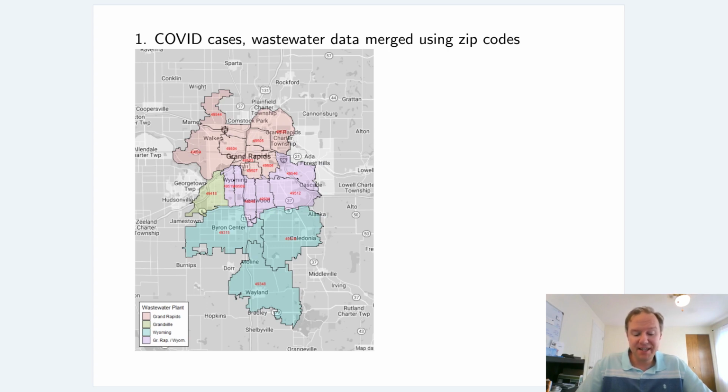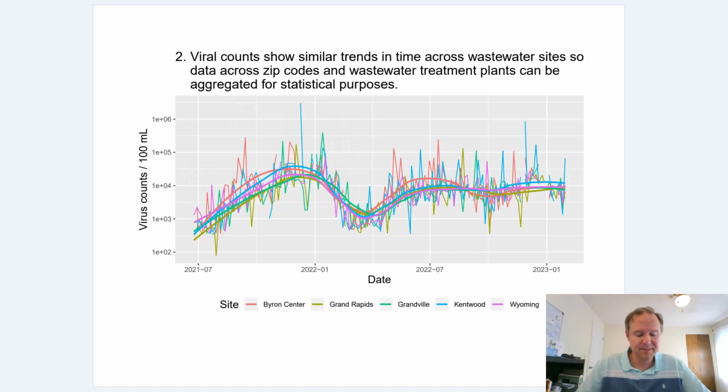We collected the daily COVID-19 cases by zip code reported by the Kent County Health Department. We ran each wastewater sample through our ddPCR to measure the number of SARS-CoV-2 copies per 100 milliliters. An initial question was whether we could reasonably combine the samples from different wastewater sites.